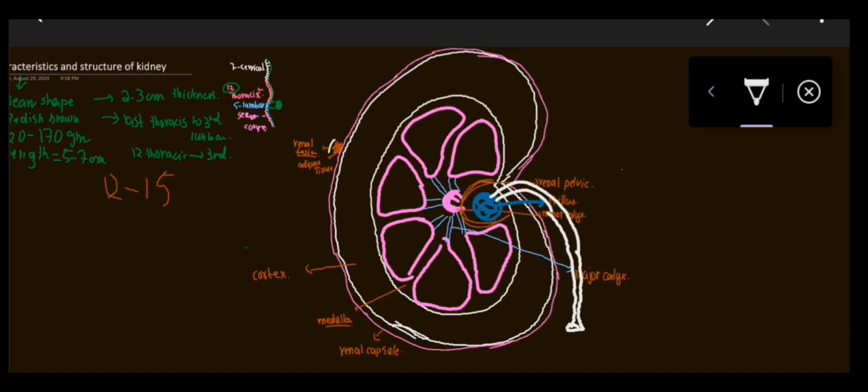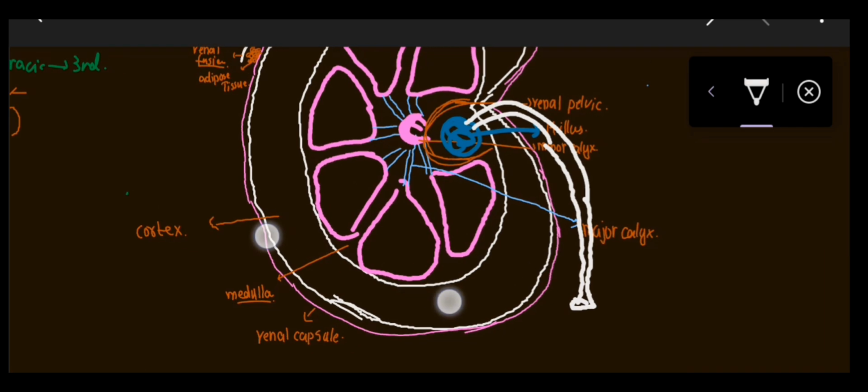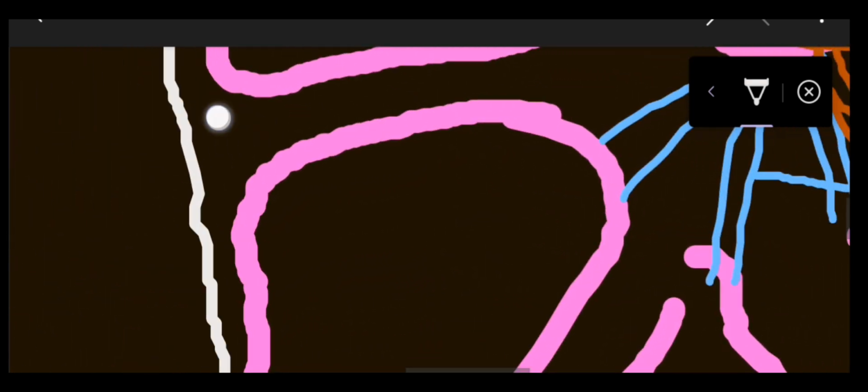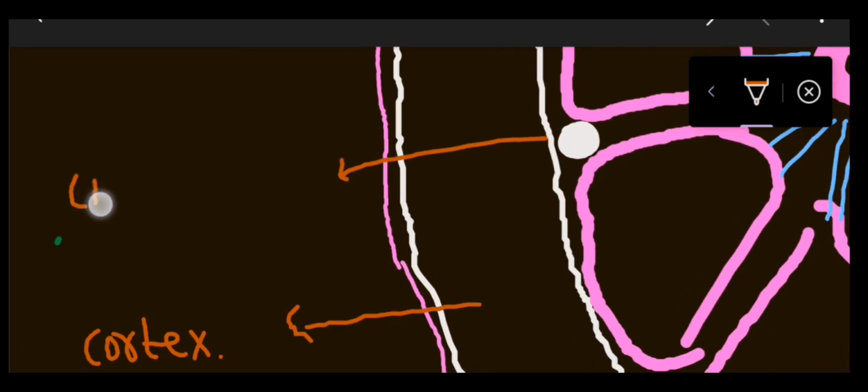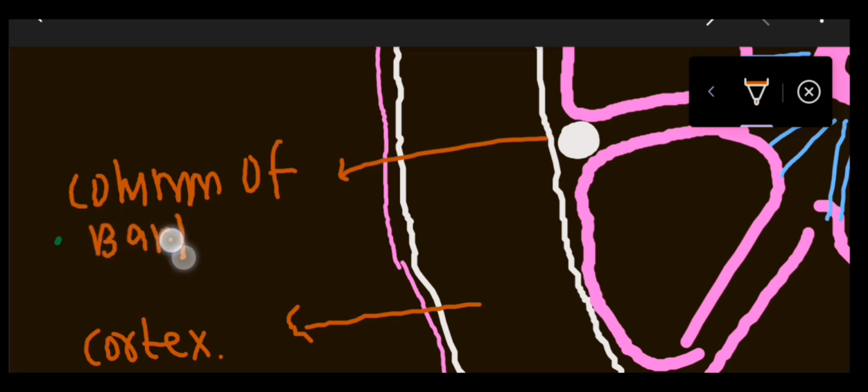So now here the nephrons are present. There are 1 lakh nephrons in one kidney, so around 2 lakhs in both kidneys. Here you can see the space between these two pyramids. The space between these two pyramids is called the column of Bertin, which is a part of the cortex.